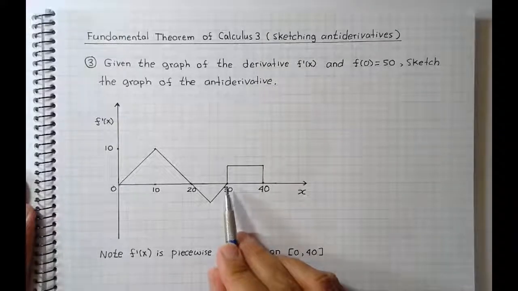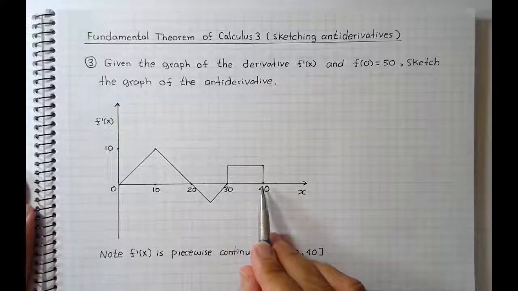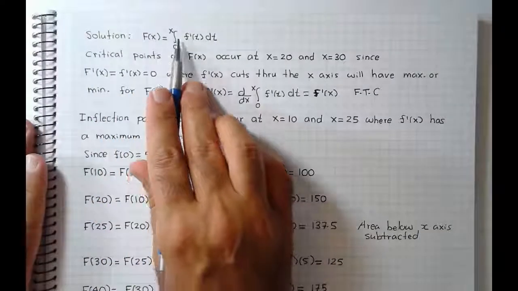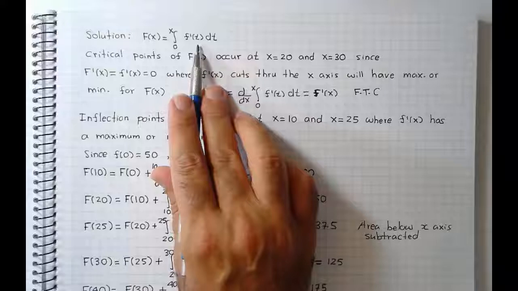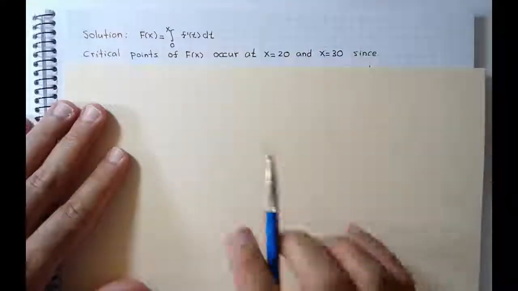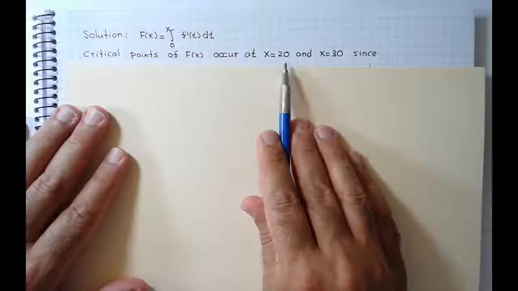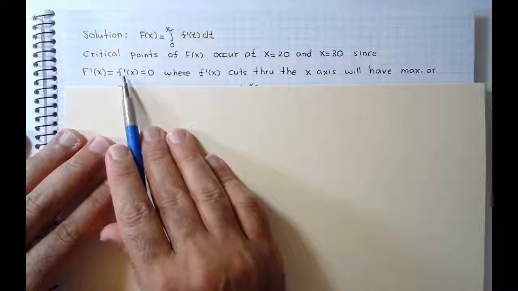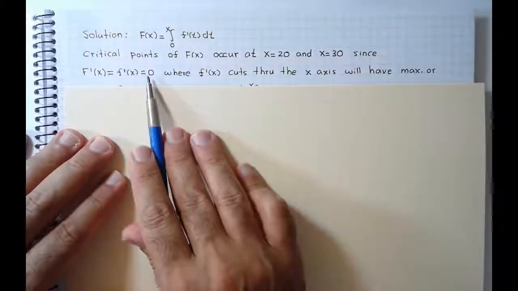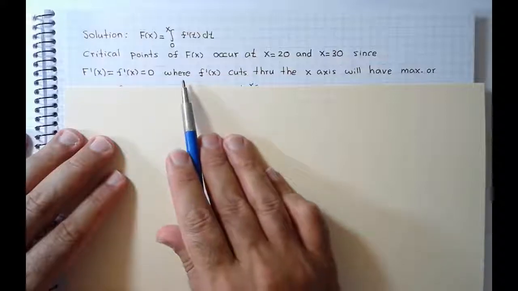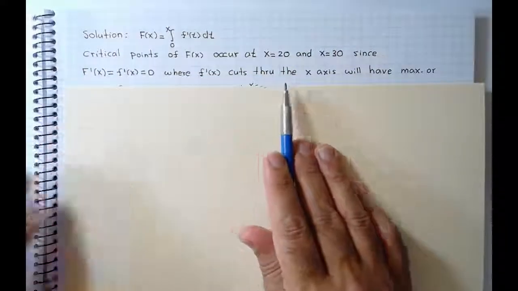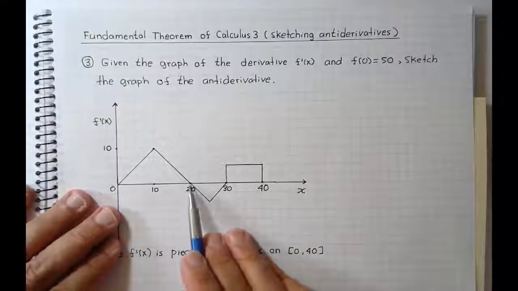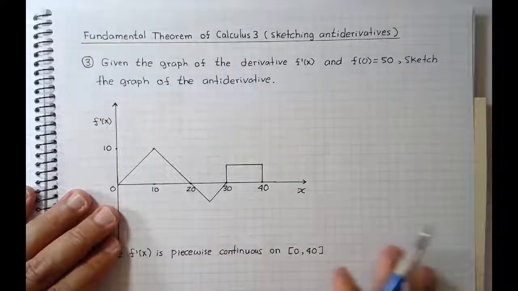There's a jump at x equals 30 and also at x equals 40. Okay, so the solution is: F of x is the integral from 0 to x of f prime of t dt. And the critical points of F of x occur at x equals 20 and x equals 30, since small f prime of x is equal to 0. That's the definition of a critical point, when a derivative is 0. So where the derivative cuts through the x-axis, we will have a maximum or minimum for capital F of x. So that happens at x equals 20 and at x equals 30.